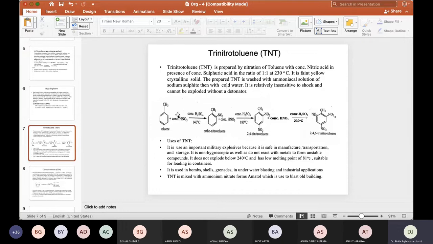2 to 3 marks. Write its reactions. Write the principal reaction, how TNT is formed, then show the reaction and write the uses. Do not ignore the uses, because they carry more marks and the focus is on uses. So this is about TNT.